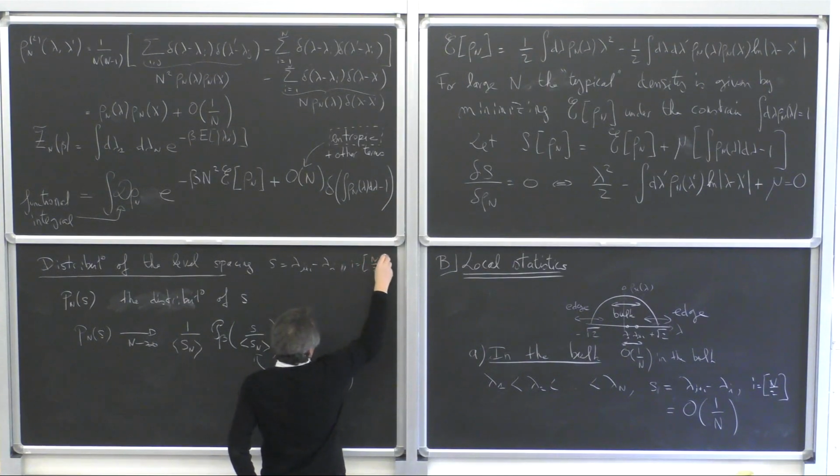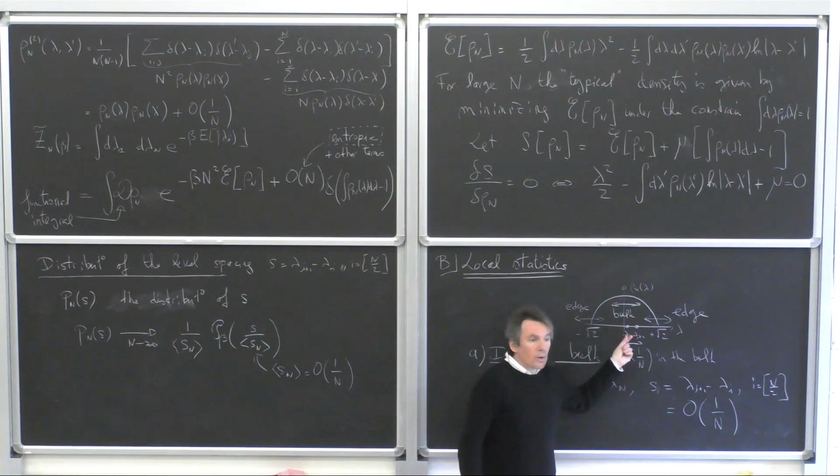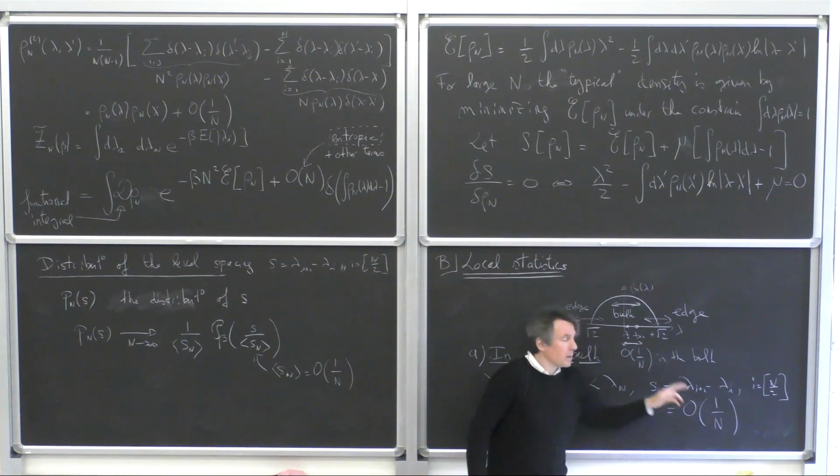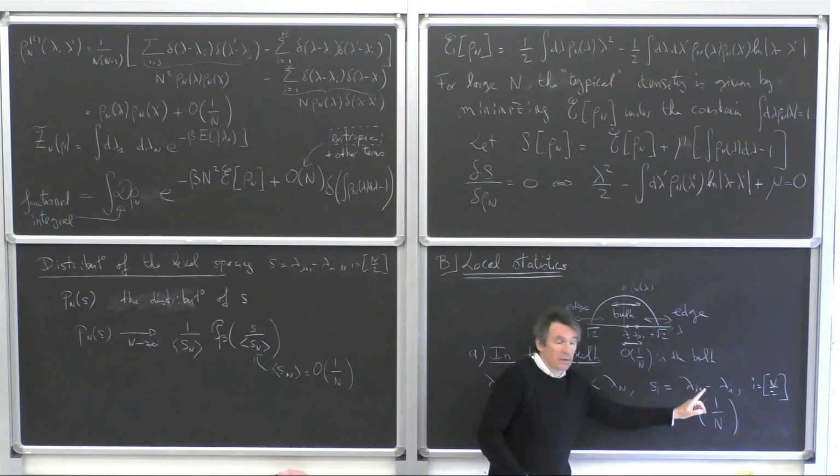Yeah, precisely. If you look at the center of the trap, at an index of order n/2, then clearly things will not depend too much. If you are not too far from the center, things will not change too much. The reason is that on a scale of order 1/n, the density is basically constant, and therefore this mean spacing will not depend on the exact value of the index.